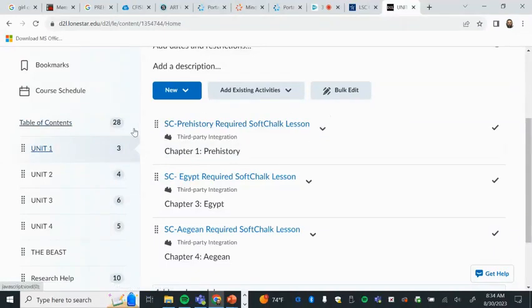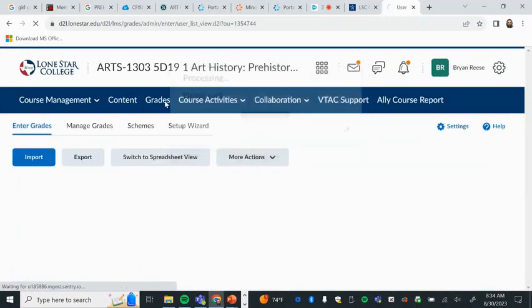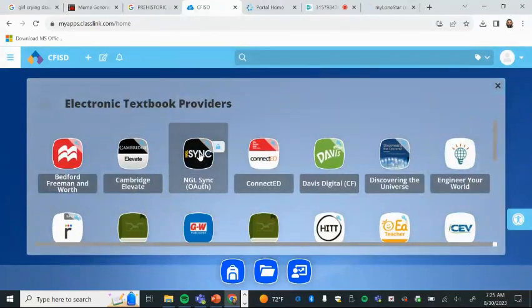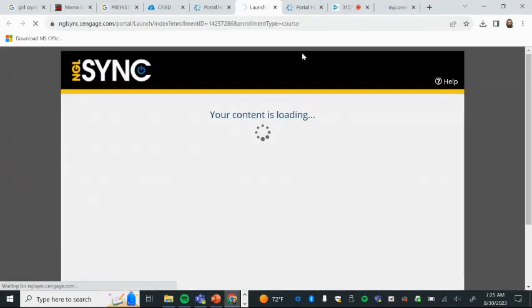All right, and the other thing I want to point out in D2L is if you go into grades, you'll be able to see your grades. So be sure to check that frequently. So here is the My Apps for CFISD, and for the kids at Cy Park, this is where you're going to go to find your textbook. You click on the one that says sync, and you're going to click on this art history, Gardner's Art Through the Ages, and launch the course.